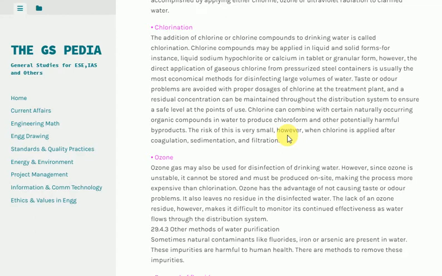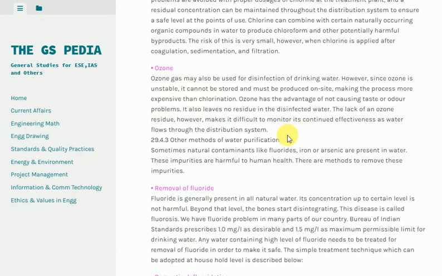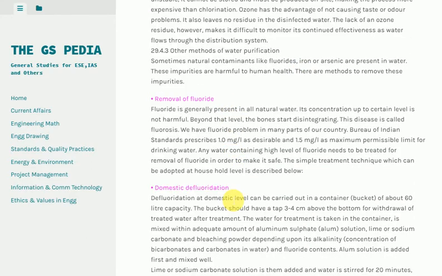9.4.3 Other methods of water purification. Sometimes natural contaminants like fluorides, iron or arsenic are present in water. These impurities are harmful to human health. There are methods to remove these impurities. Removal of fluoride.